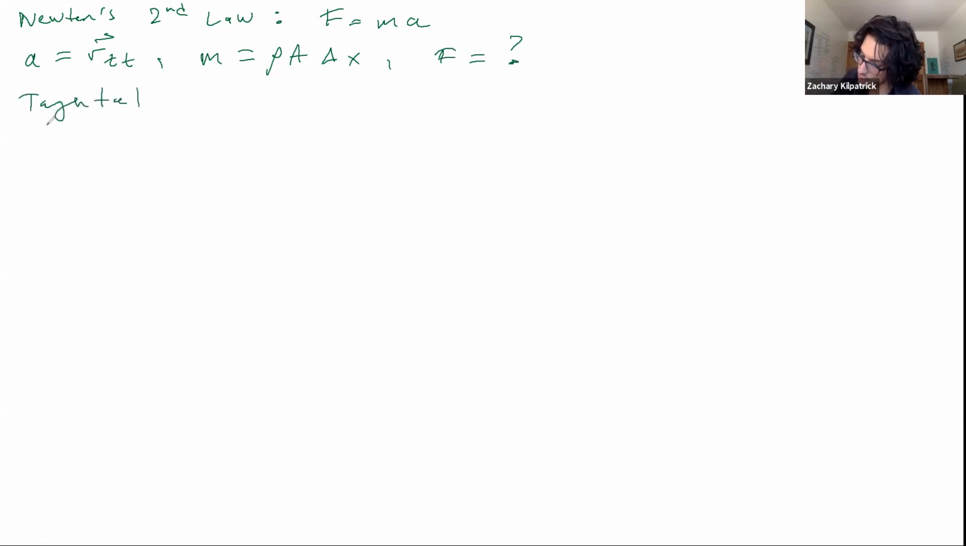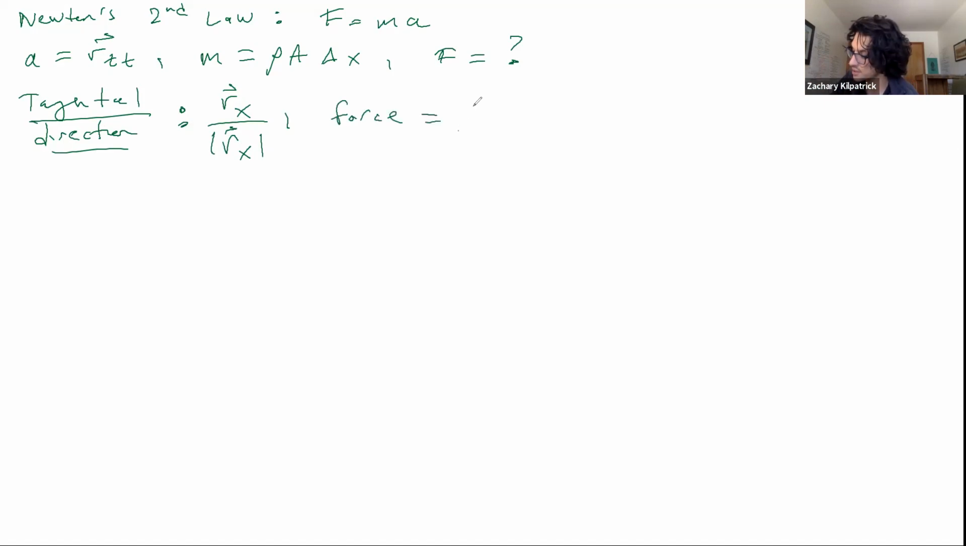Well, it's the force that's occurring in the tangential direction due to how the string's getting stretched out, how tense the string is. And so our force is going to be A times the tangential tension here, amplitude multiplied by that tangential direction, okay?